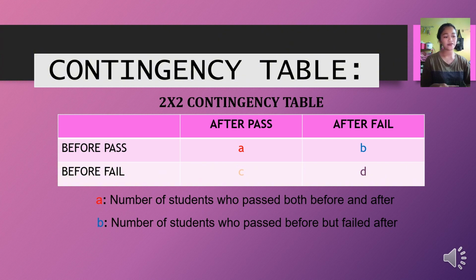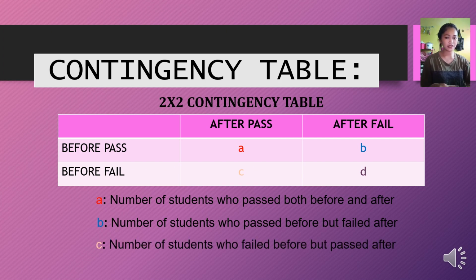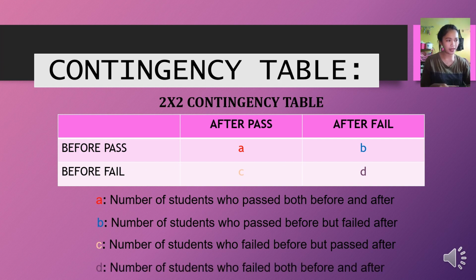B is the number of students who passed before but failed after. So it is at before pass and after fail. Letter C is the number of students who failed before but passed after. So letter C is at before fail and after pass. Lastly is letter D, the number of students who failed both before and after. As we can see, letter D is at the very end, aligned with before fail and after fail.